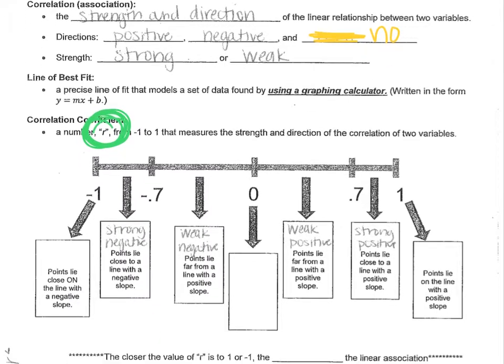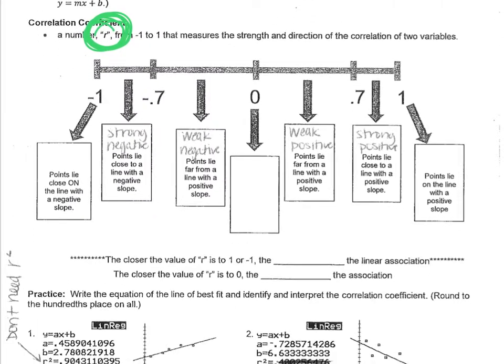The calculator is going to give that to you. You don't have to find it. So your R value can be anywhere between -1 and +1. The closer it is to 0, the weaker it is. At 0, actually, there is no correlation whatsoever. When it's out here on the ends, between -1 and -0.7, or between +0.7 and 1, it's really strong. So the closer it gets to 1, the stronger it gets. And then when it's in the middle, towards 0, it's going to be weak correlation.